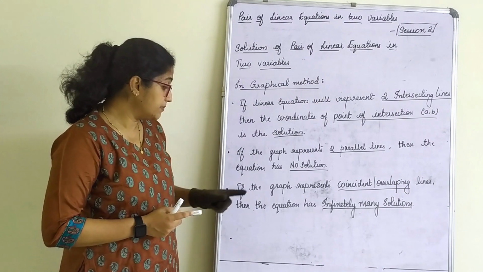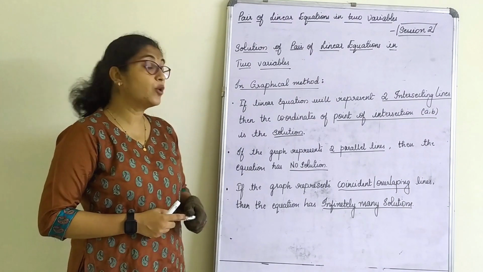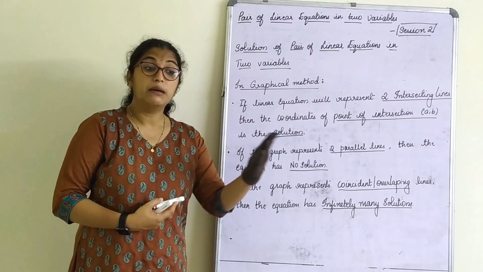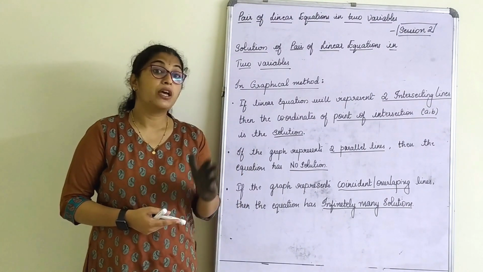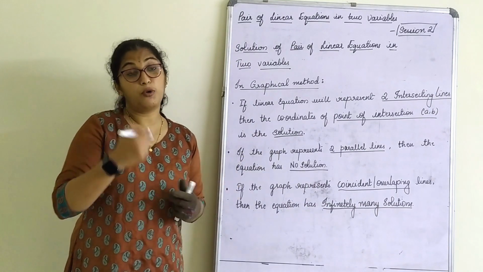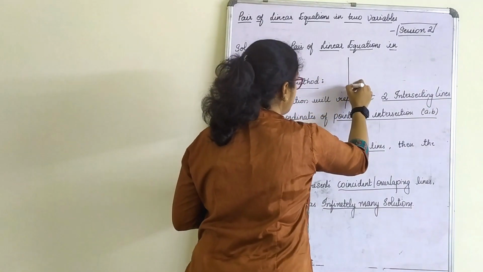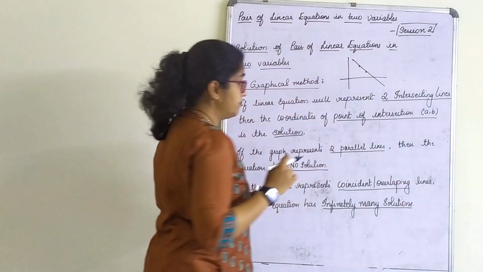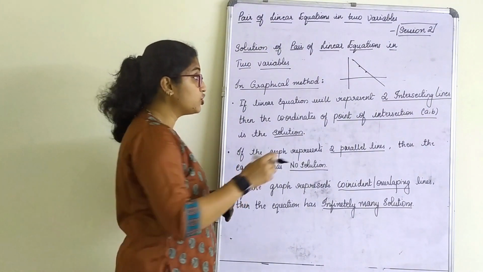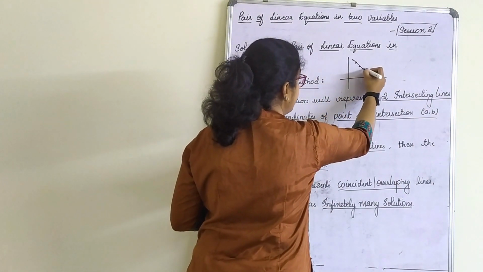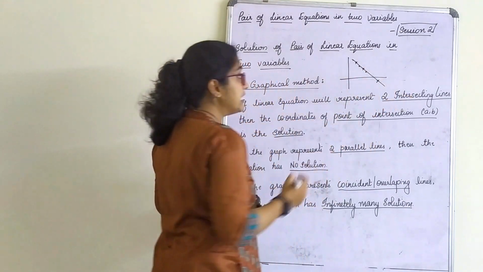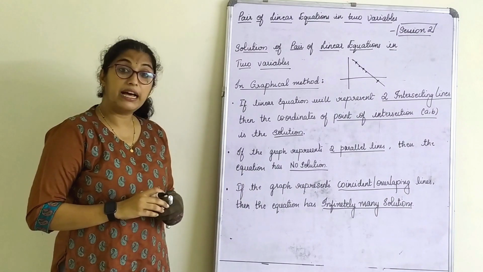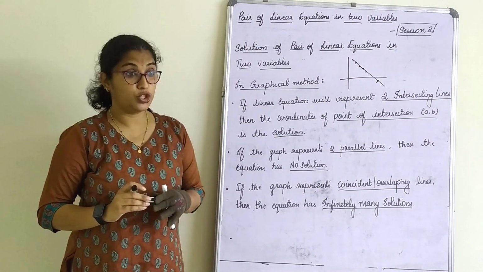There's one more condition here. If the graph represents coincident lines or overlapping lines, we did not come across such a graph, but you can find them in the worked example. When you draw the graph, just assume these were the points, so you draw a line through them for one equation. For the second equation also, when you draw, you get the points in the same place again. That means the lines are coincident, they are overlapping. So such equations will have infinitely many solutions.